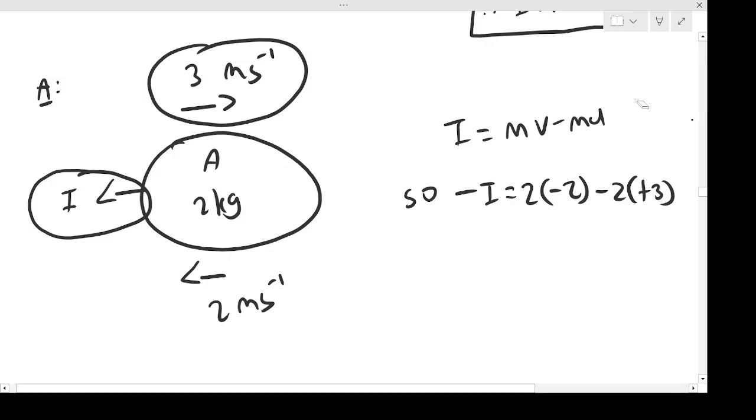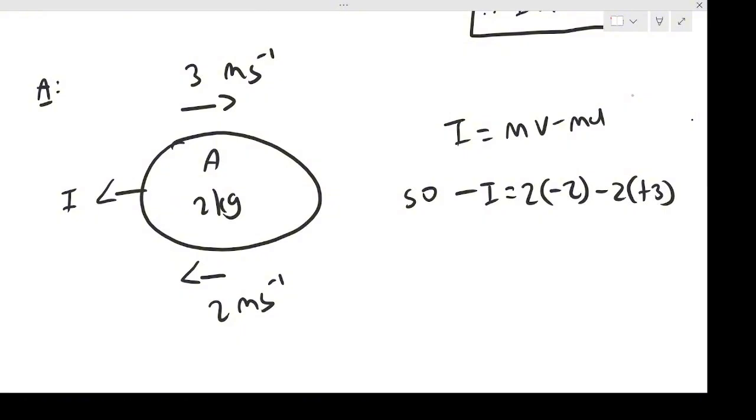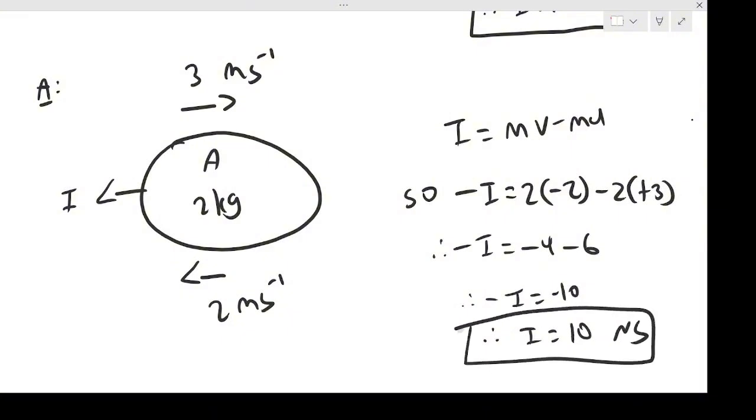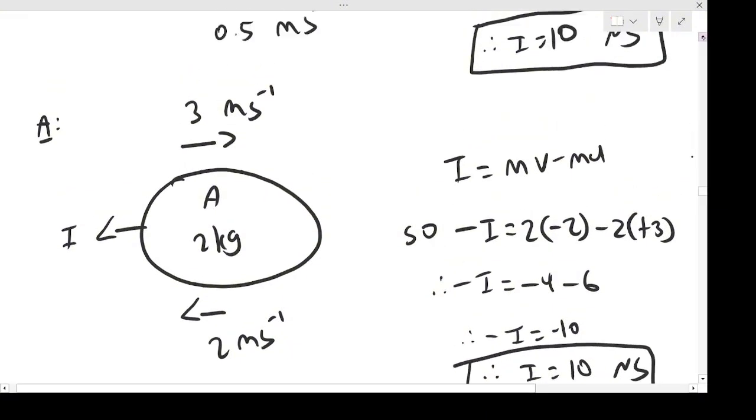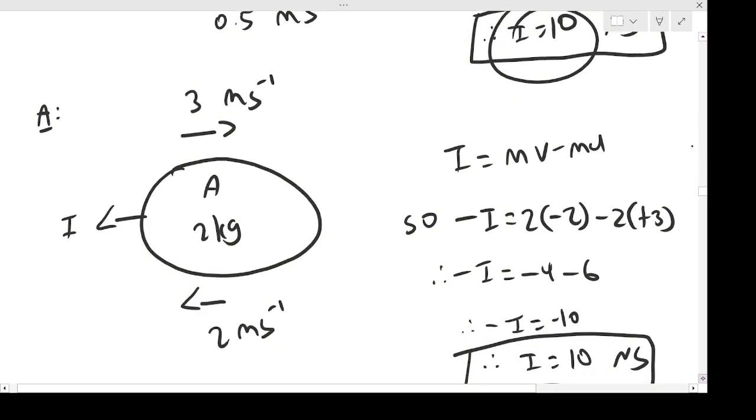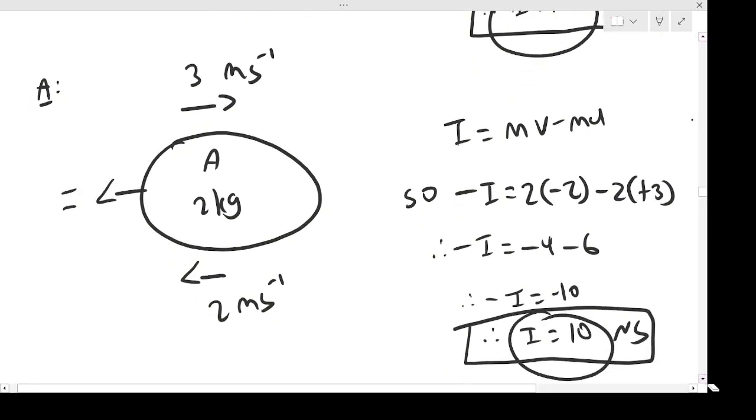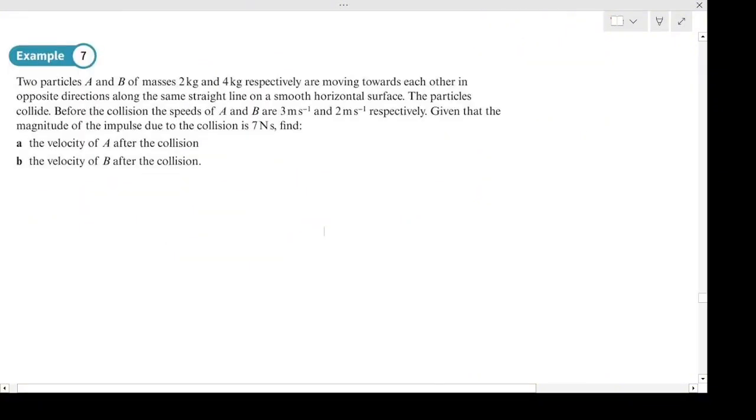Then I can just solve and simplify this equation. So minus I is 2 times minus 2, which is minus 4. Minus 2 times 3 is minus 6. So therefore minus I is minus 10. Then cancel the negative to get I positive 10. It's almost like magic that the impulses are equal. Impulse is 10 for both of them, so 10 for impulse overall. It actually doesn't matter which particle you find the impulse for, because the impulse will be the same either way. Then we've got this question here.